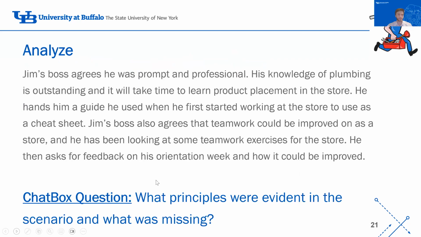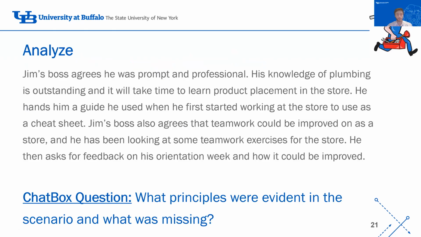So in response, Jim's boss agrees he was prompt and professional. His knowledge of plumbing is outstanding and will take time to learn product placement in the store. He hands him a guide he used when first working at the store to use as a cheat sheet. Jim's boss also agrees that teamwork could be improved on in the store, and he's actually been looking into some teamwork exercises for the store. He then asked for feedback on his orientation week and how it could be improved.